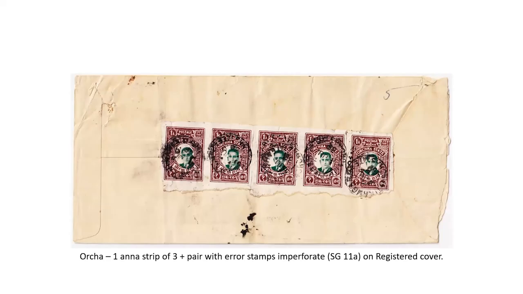And here we have an imperforate strip of three and a pair on registered cover. This issue, unfortunately, for some strange reason, is not listed in Scott because used covers are mighty, mighty rare of this issue in general. And perhaps that's why Scott doesn't list them, but they should be listed. They are known commercially used.